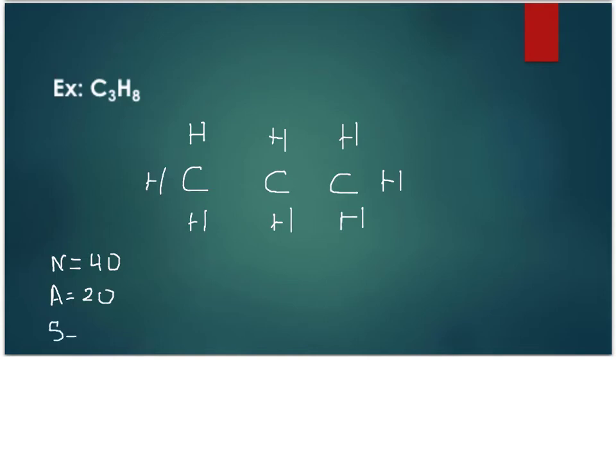So how many will be shared? How many bonds? 10. Alright, so bonds will be 10. Let's draw in our bonds. 1, 2, 3, 4, 5, 6, 7, 8, 9, 10. Now, how many bonds do we have around each carbon? 4. 1, 2, 3, 4. So are we good? Yes.